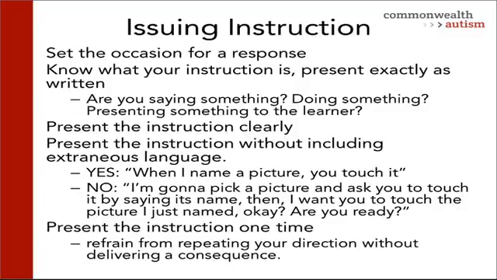Listen to the following 2 examples. When I name a picture, you touch it. Versus, I'm going to pick a picture and ask you to touch it by saying its name. Then I want you to touch the picture I just named. Okay? Are you ready? Which one of those 2 was easier to understand? Hopefully you said the first one. When I name a picture, you touch it. It's clear and it's presented without extraneous language.